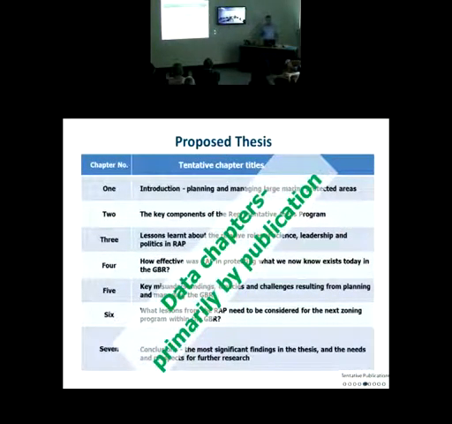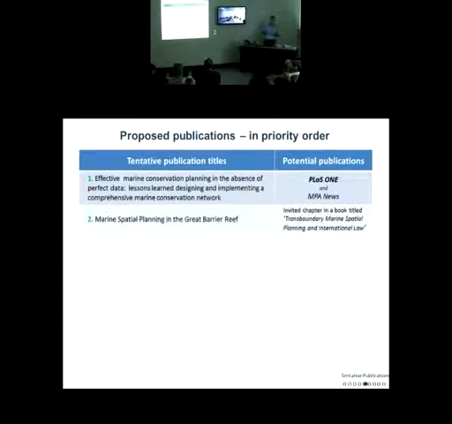So of those 7 chapters, I'm proposing at the moment 6 key publications. And I'd just like to take you through those in order. The first one is the one I'm working on with Alana and Tom Bridge. I've titled it tentatively, Effective Marine Conservation Planning in the Absence of Perfect Data. I think this is a really important one to point out to people. They don't need to wait for perfect data to zone.